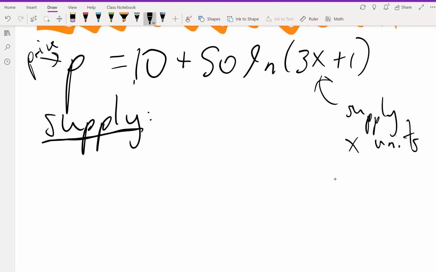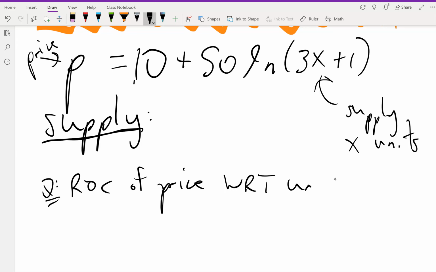So the question we have is the rate of change of price with respect to units. That's what we want to find. We want the rate of change of price with respect to units. Well, rate of change means we're going to take the derivative. In this case, it's going to be the derivative of price with respect to units.